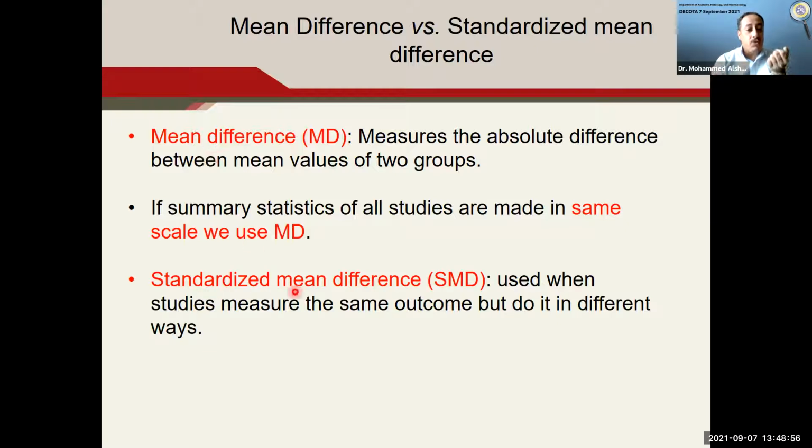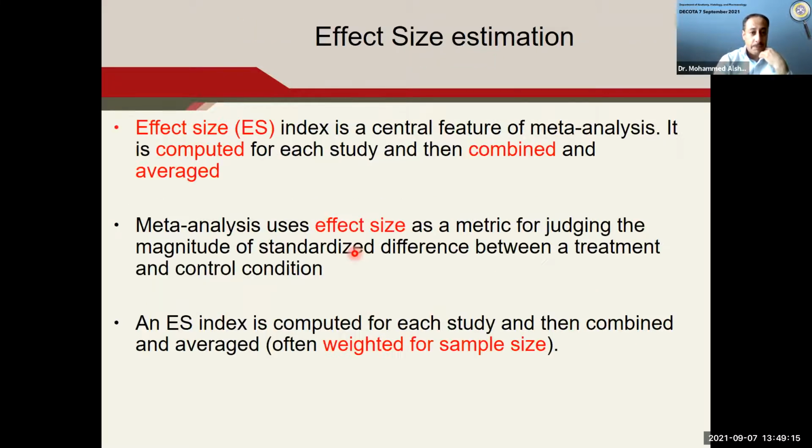So in this case, to consider that, it's better to use standardized mean difference, not the mean difference. Have you got the meaning? So if there is no variation in the measurement of your outcome, you can use mean difference. If there is variation, it's better to use standardized mean difference. And this is variation between the included studies. Let's move now to the effect size.